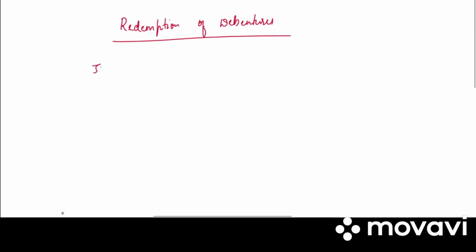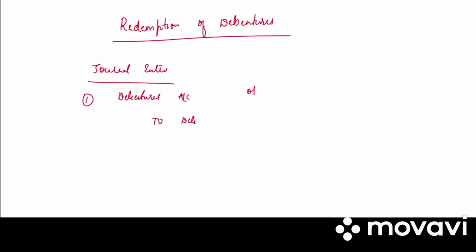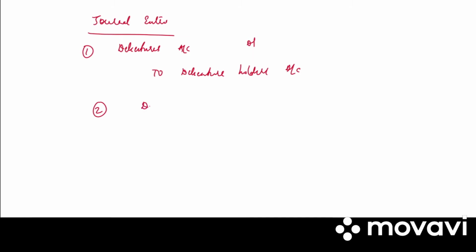Next, you can write journal entries. We have first one, debentures account debited to debenture holders account, and second one we have debenture holders account debited to bank account. In detail, we would be seeing the accounting procedure of redemption of debentures.